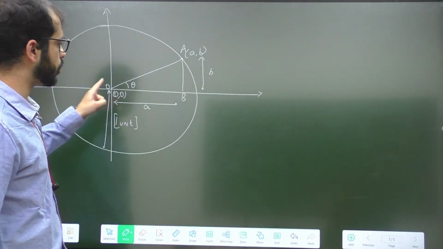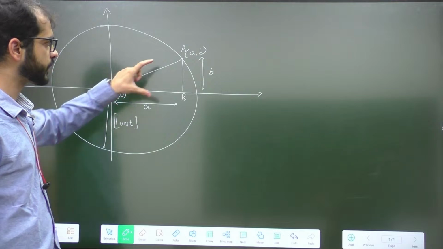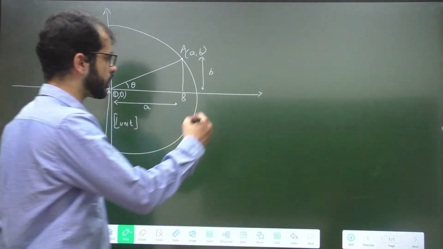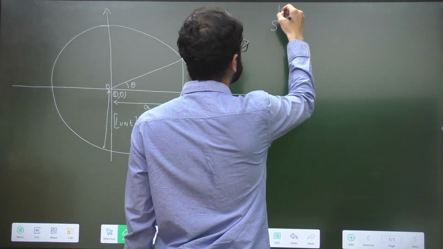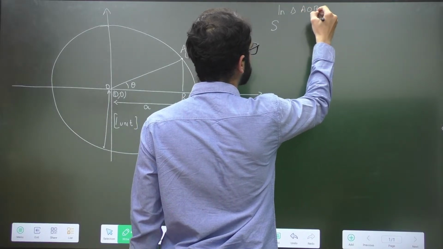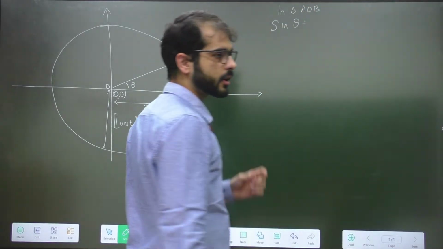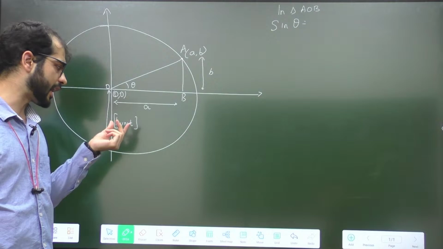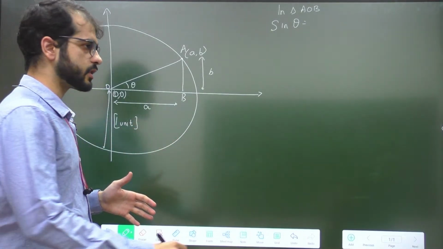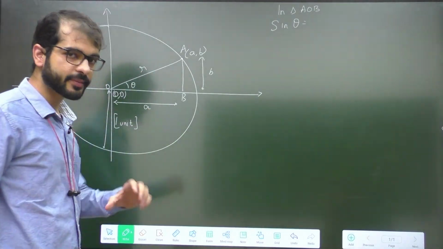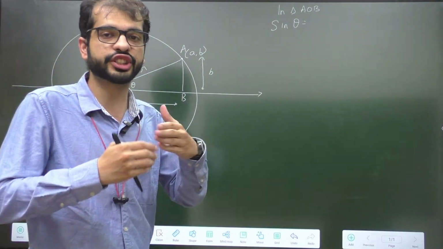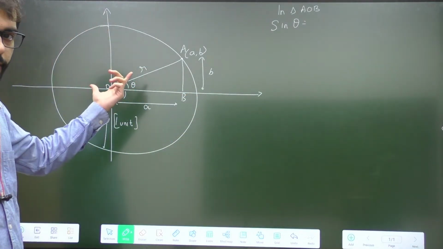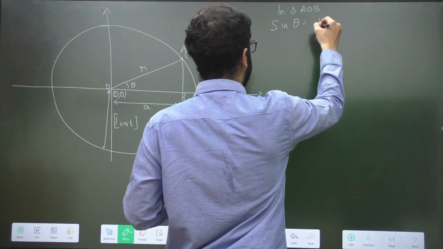In triangle AOB, the angle AOB is theta, the length of AB is small b, and the length of OA is small a. Now if we are talking about trigonometric ratios in triangle AOB, then sine theta is going to be perpendicular upon hypotenuse, that is the vertical component upon hypotenuse. Here the hypotenuse is 1 unit, but for the sake of generality, let's assume it to be r. Now r can be anything. In this case it is going to be 1, but for the general term we are going to use the variable r. So sine theta will be vertical component divided by hypotenuse, so it will be written as b upon r.